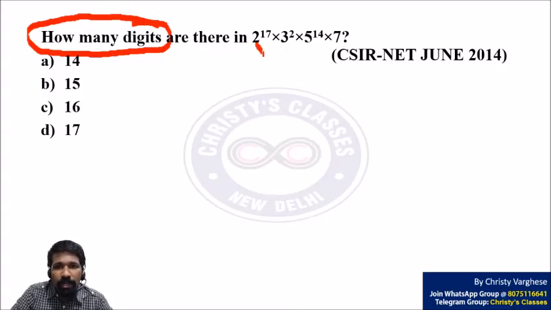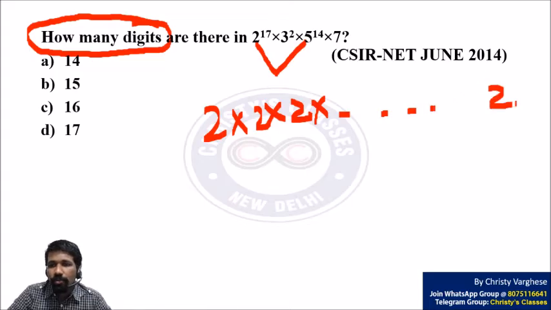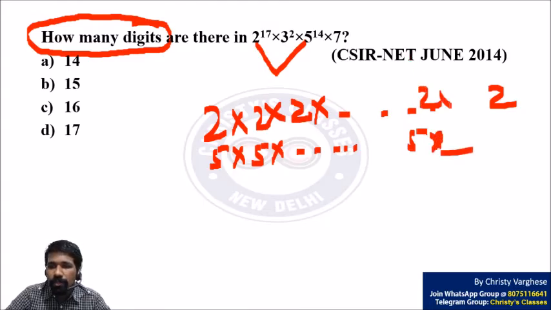Here the powers are bigger, so the logical ideas will be more helpful. 2 raised to 17, you can think 2, 2, 2, 2, 2, 2. How many 2's? 17 2's. 5 raised to 14 means what? 5 into 5 into 5, 14 times. That means after that there will be 3 2's which will not get a pair, because 2's are 17 in number but 5's are only 14 in number.